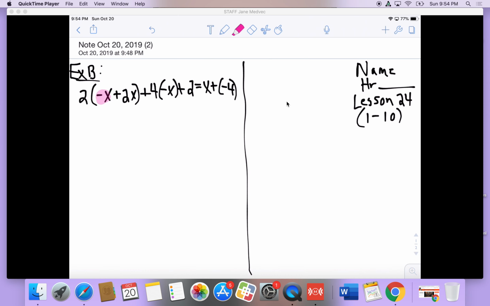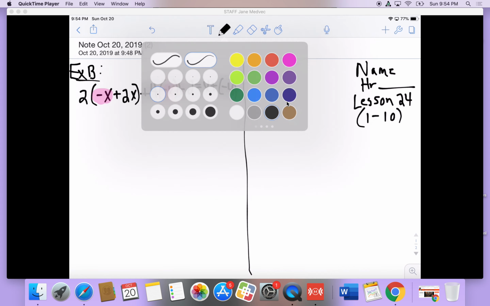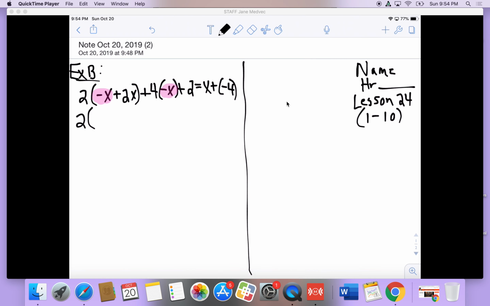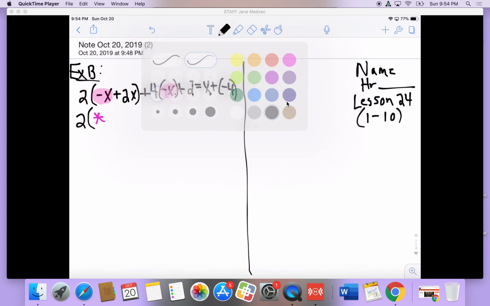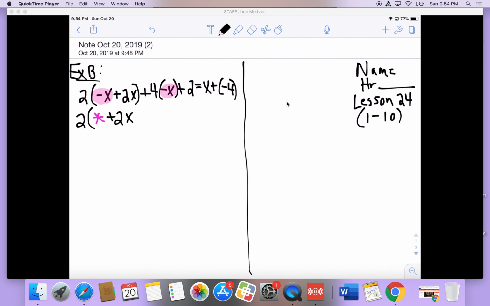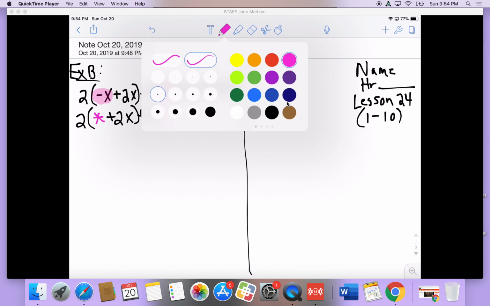First thing, you're going to notice I got a negative x here and I got a negative x here. We're going to make those a star. So I'm just going to go ahead and put that in as a star. Oops, you know what? Take that back. I'm going to go ahead and do this in black. So I'm going to go 2 parentheses, star. You don't have to necessarily use the star, but I find it's a lot easier if you just go ahead and sneak in those stars.